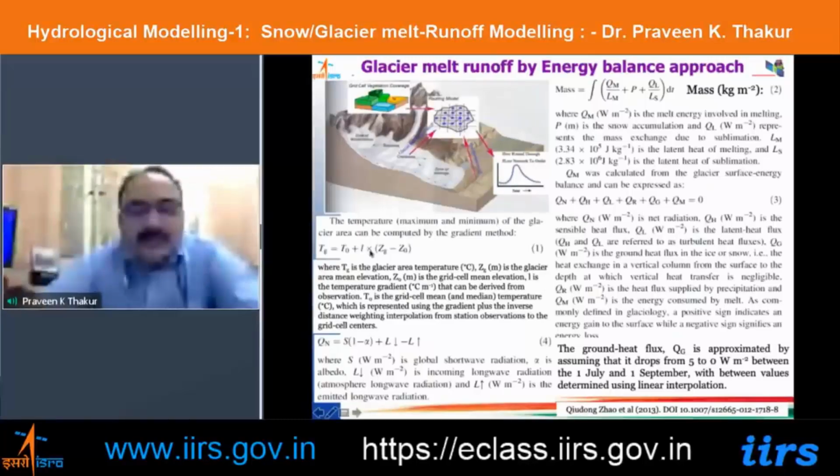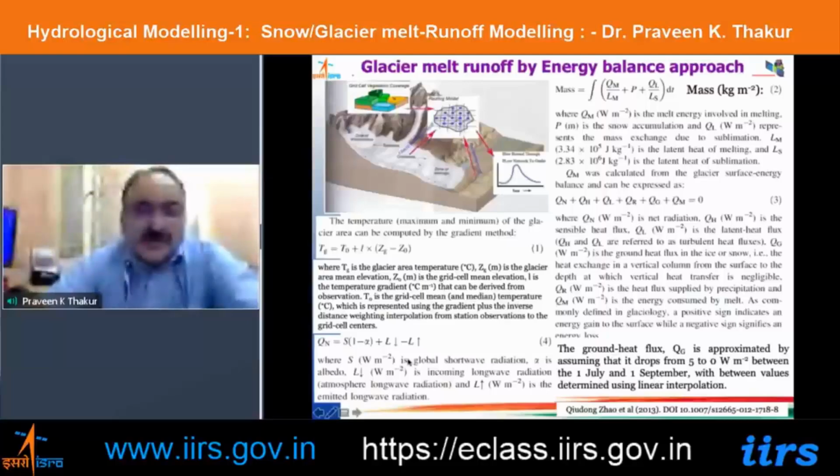And once you calculate this, you have to calculate the mass balance of the glacier using this equation, where Qm is the glacial surface energy balance, which is a function of net radiation, sensible heat flux, latent heat flux, radiation due to rainfall, and radiation due to the ground heat flux. So net radiation is a function of the albedo here.